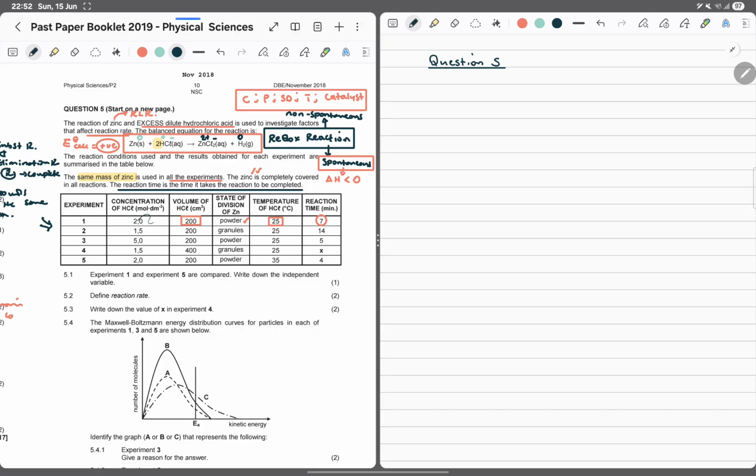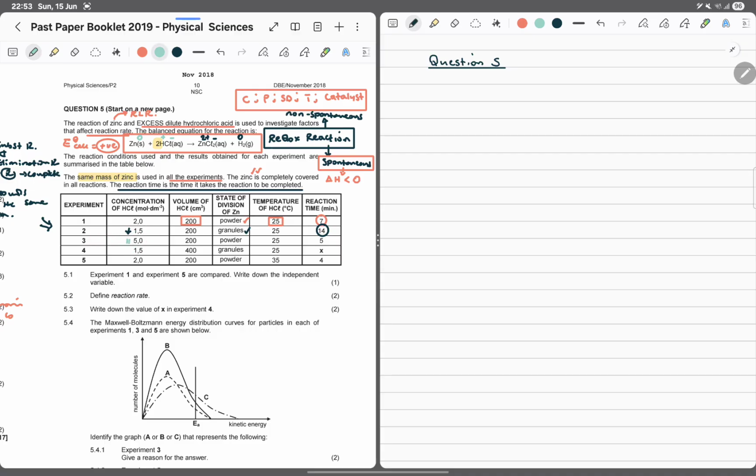So in the second reaction, we see that the concentration of the hydrochloric acid has been decreased to 1.5. But we still use the same volume, which in any case we don't care about. But we care that this is now zinc granules instead of zinc powder. So of course a lower concentration of the HCl and granules will certainly result in a slower reaction rate because of the concentration and the available particles here. So of course over the same temperature of 25 degrees Celsius, this is indeed double the time that we got initially. So it makes sense. We go to the third experiment.